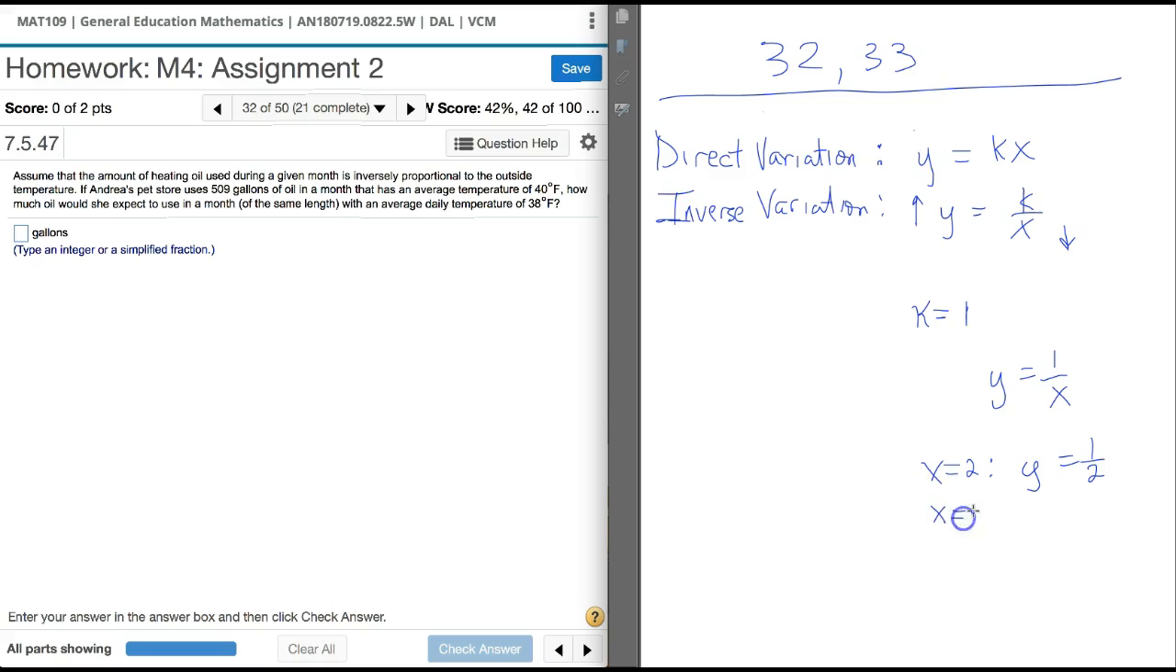Let's say I plug in 3 for x. So if x is 3, then y is 1/3. So we see as x continues to go up, the y value continues to go down.